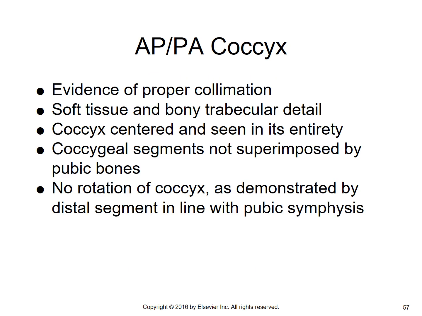PA or AP coccyx, evidence of proper collimation, soft tissue and bony trabecular detail. Coccyx is centered and seen in its entirety. Coccygeal segments are not superimposed by the pubic bones, and there should be no rotation of the coccyx as demonstrated by distal segment in line with the pubic symphysis.